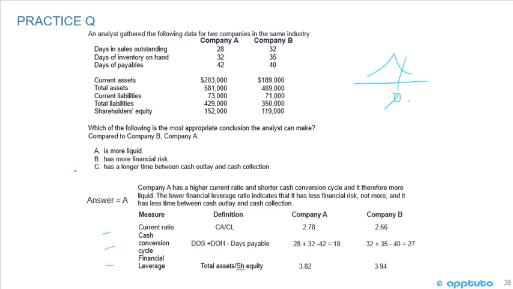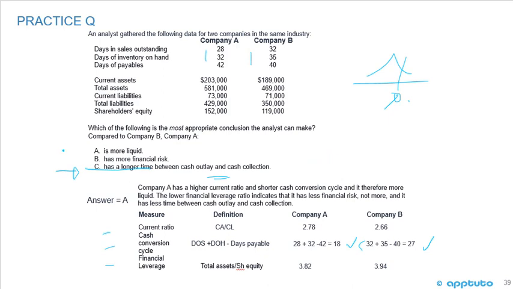So let's start with the easier one though, has a longer time between cash outlay and cash collection. That's the cash conversion cycle, and they're giving us the data here very, very easily, very quickly. So you do that one first. You can see the cash conversion cycle, days sales outstanding plus the inventory minus the payables. For company A, it's 18. For company B, it's 27. So it's less than. So you know C is wrong. A lot of times if we take out the answers that are most definitely wrong, what's left over is right. Sometimes we save a calculation, okay?